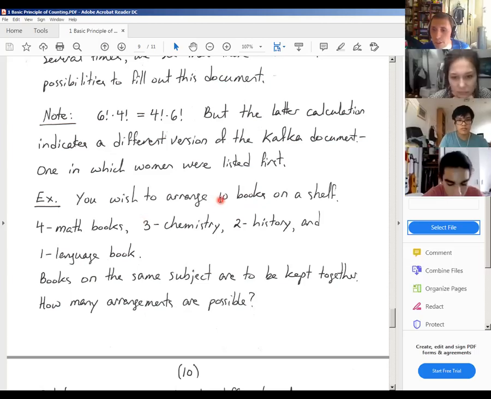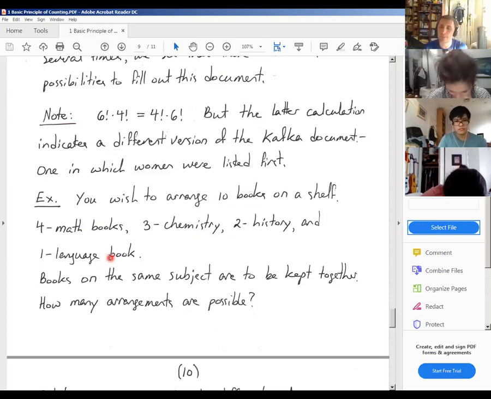10 books that you wish to arrange. 4 of these books are math books. 3 of those books are chemistry, 2 are history, and 1 is a book about languages. You have to keep the category separate, you understand? So math books must be together. All math books are touching, all chemistry books are touching, all history books are touching, and onwards, right? But the order in which you list them is irrelevant, you understand? So you can put each category in any way which you like, and the books within the category can be moved. How many possible ways to arrange them on the shelf?